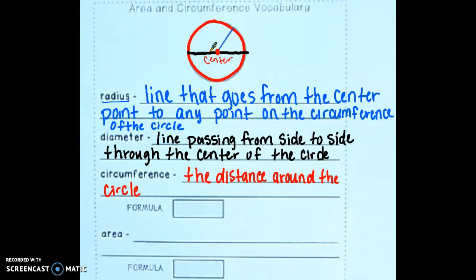So the formula for circumference, C, which of course is the circumference, equals pi times the diameter. For pi, we're going to talk about what pi is, but for pi we're going to use 3.14, and then d, of course, represents diameter.